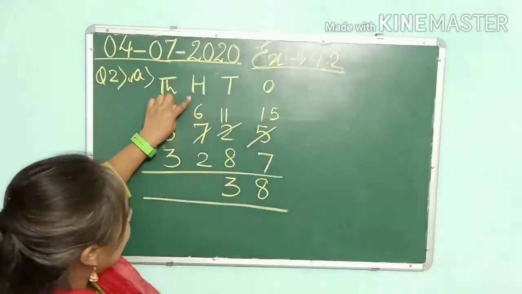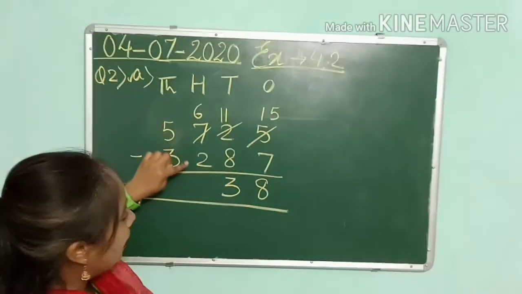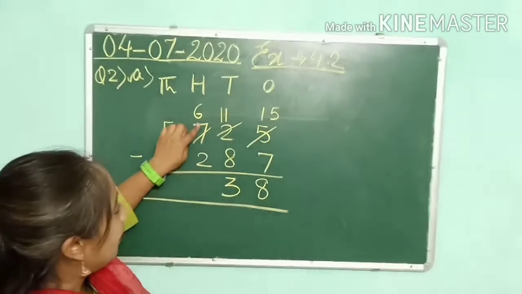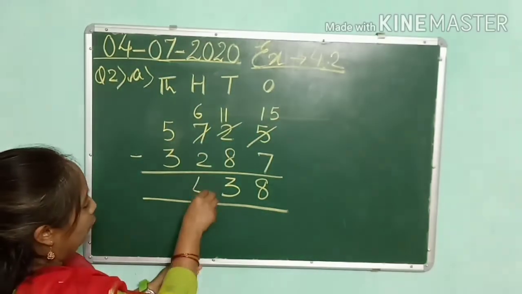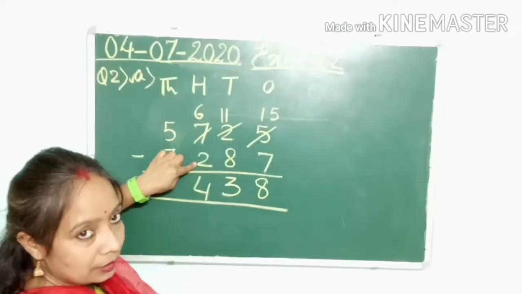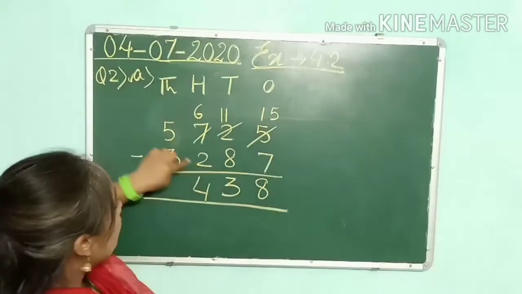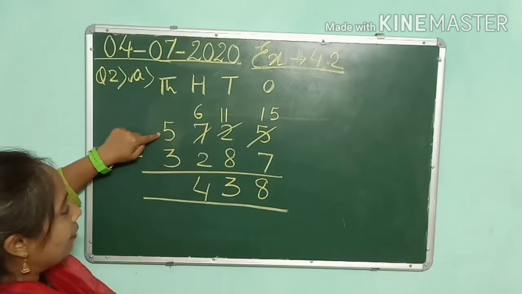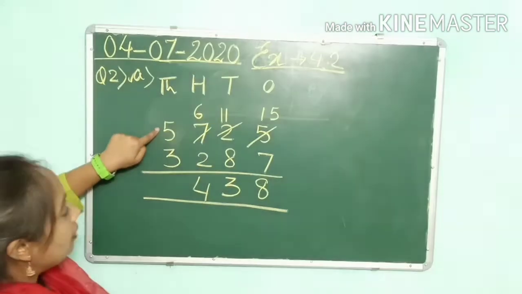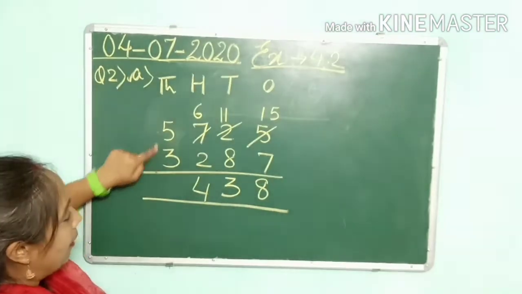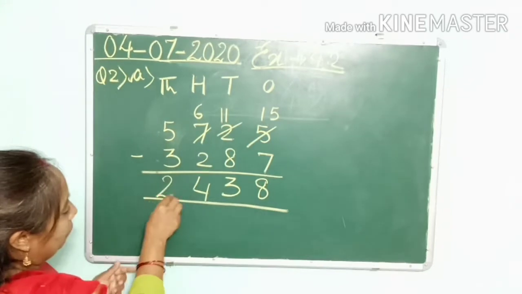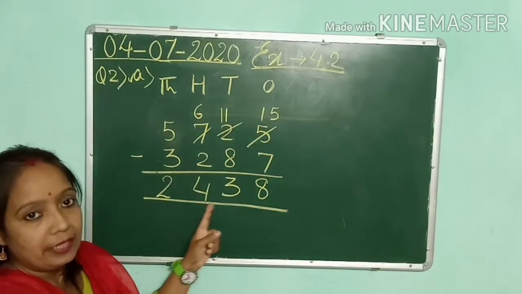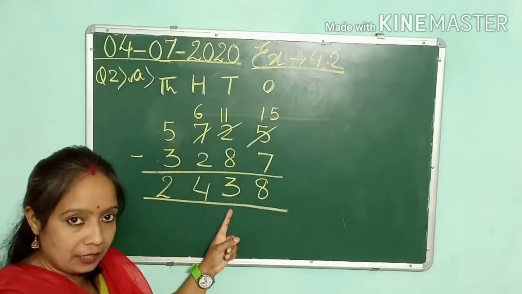Now under the hundreds column, you have to subtract 6 and 2. So 6 minus 2, you can do it orally. Yes, 6 minus 2 is 4. So write here 4. We don't need to borrow because 6 is bigger than 2. Now under the thousands column, again you see, we have to subtract 5 and 3. Again 5 is bigger than 3. So 5 minus 3 is 2. So our difference is 2,438. I hope it's clear.